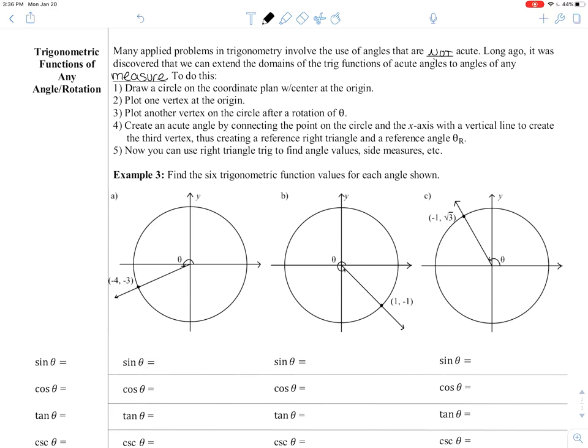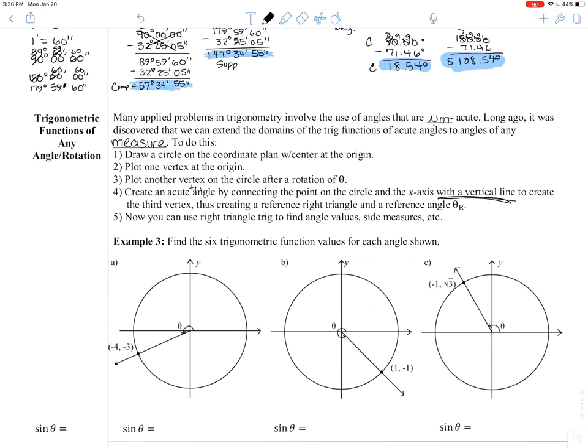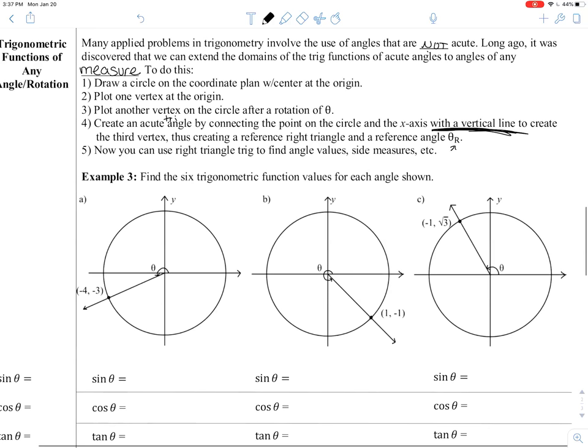So how does it go? You draw a circle on a coordinate plane with a center at the origin. You plot one vertex at the origin. You plot another vertex on the circle after the rotation of theta. Then you create an acute, this should say triangle, so let's squeeze that in there. Triangle by connecting the point on the circle to the x-axis with a vertical, well, this is really critical, vertical line to create a third vertex. That's creating a reference right triangle and a reference angle, and that's what that little r means. That's theta reference. Okay, so it's just a small acute angle that you can use trig to help you find measures for the original given angle.